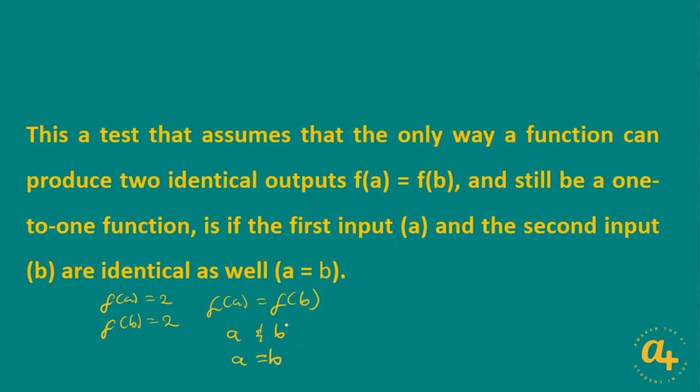So why then does it make this assumption to say, look, if you are a function, you are producing two outputs that are equal to each other, the only way I can agree that you are a one-to-one function is if your first input A and your second input B are equal to each other.